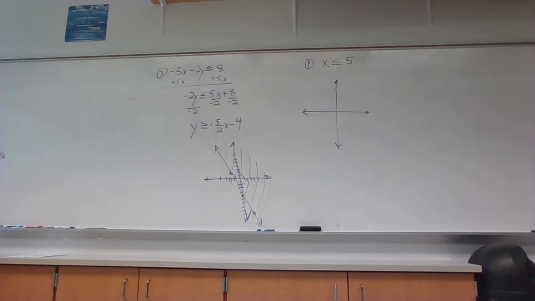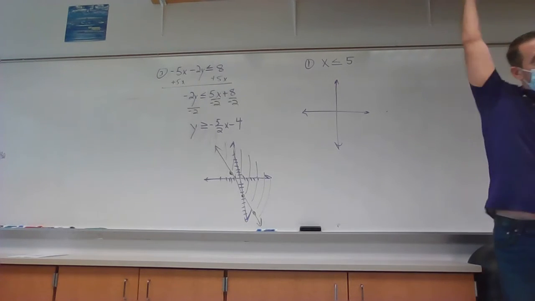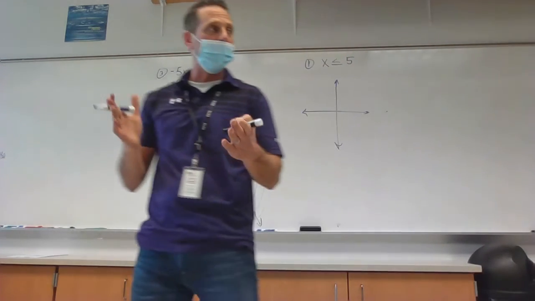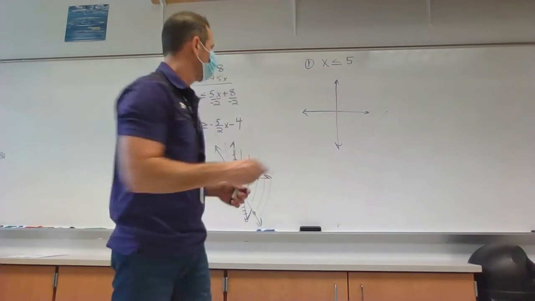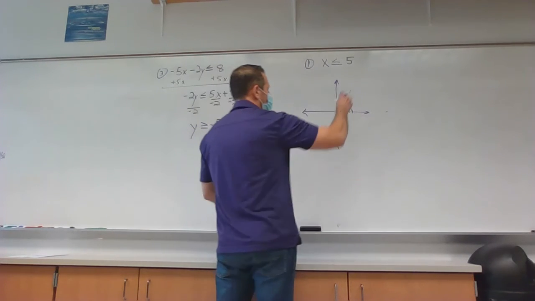What does this mean? It's an undefined slope. Very good. Undefined. What kind of line is like this? I know the slope is undefined. Is it horizontal or vertical? Vertical. Good, vertical.